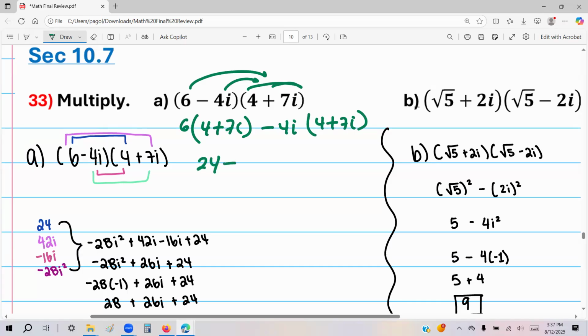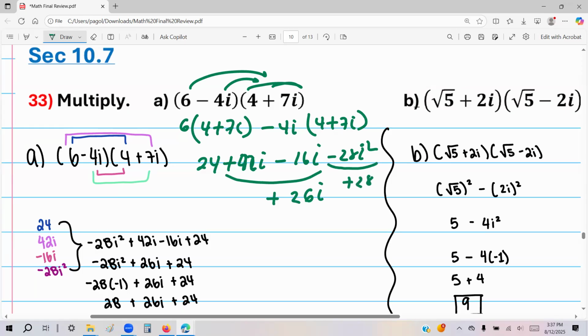So you get 24 plus 42i minus 16i minus 28i squared. These are like terms, so you get positive 26i. But what is this? Plus 28. So when you combine these two, 24 and 28 gives you 52. So 52 plus 26i.